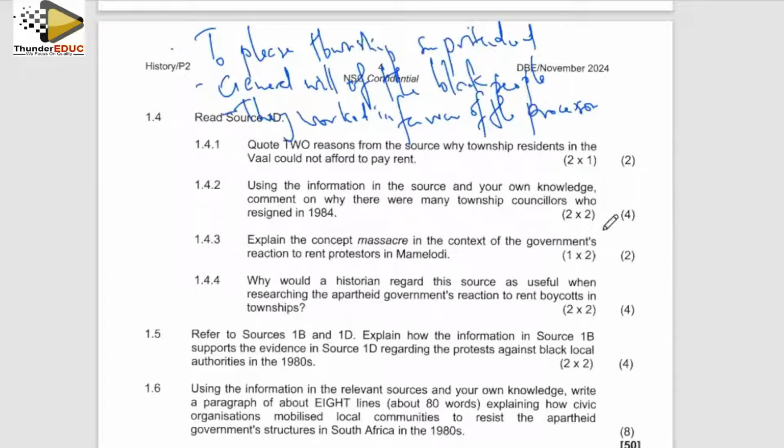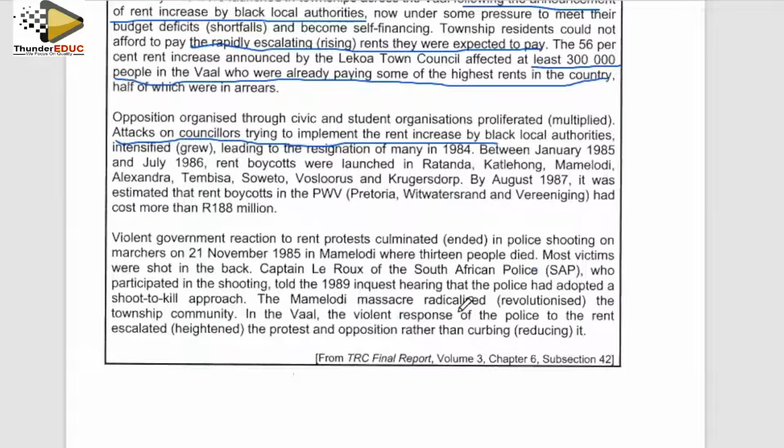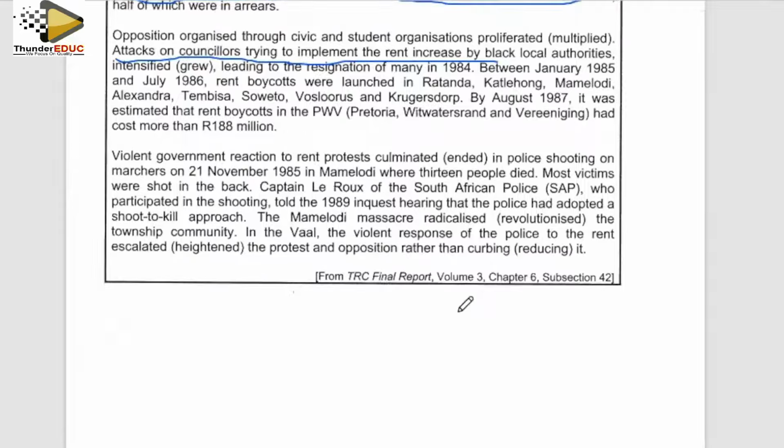Right, then remember also it's a 2-by-2 question. In a 2-by-2, you are supposed to come out with two different responses which are fully developed. Right, question 1.4.3 says, explain the concept of a massacre in the context of the government's reaction to rent protesters in Mamelodi. It talks about a massacre for the Mamelodi protesters in the last paragraph. The violent government reaction to rent protests culminated in police shooting on marchers on 21 November 1985 in Mamelodi, where 13 people died. Most victims were shot in the back.